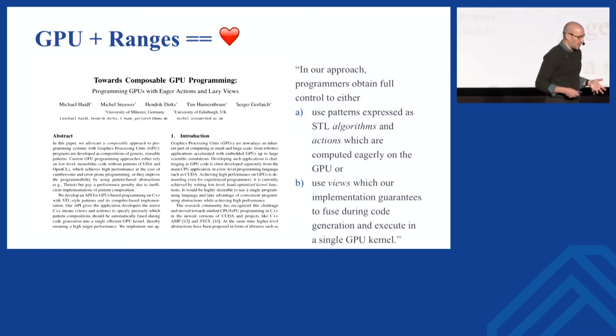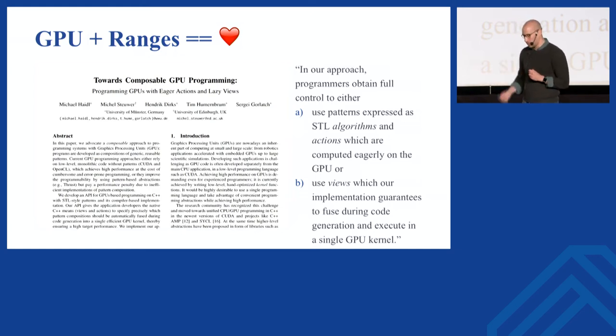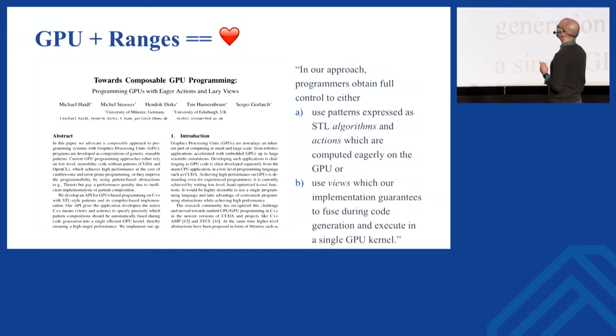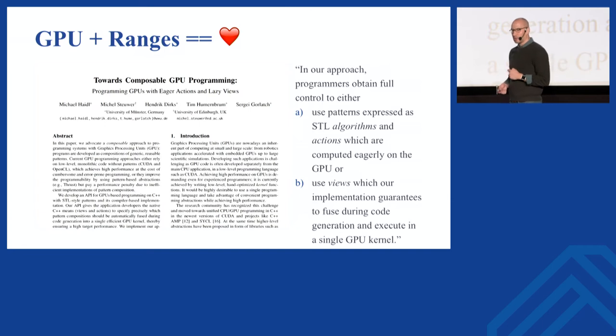As someone who does a lot of high-profile work with committee, people send me ideas in email quite a lot. Sometimes they're good ideas. Most often they're kind of crackpot ideas, people shooting from the hip, not really thinking the problem all the way through. But when someone sends me an academic paper, then I really pay attention, because you don't get published in an academic journal unless you really think the problem through. And so someone sent me this academic paper last year, towards composable GPU programming: programming GPUs with eager actions and lazy views. And this paper was entirely about my Range V3 library and how it's great for heterogeneous computing on the GPU, which totally blew my mind because I had no idea when I wrote the Range library that it had any relevance to heterogeneous computing at all.